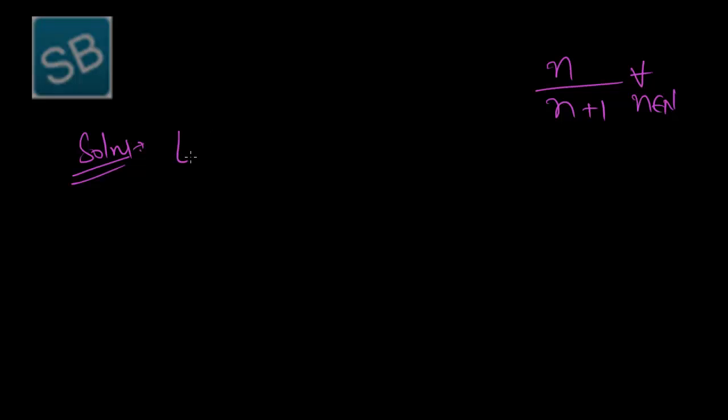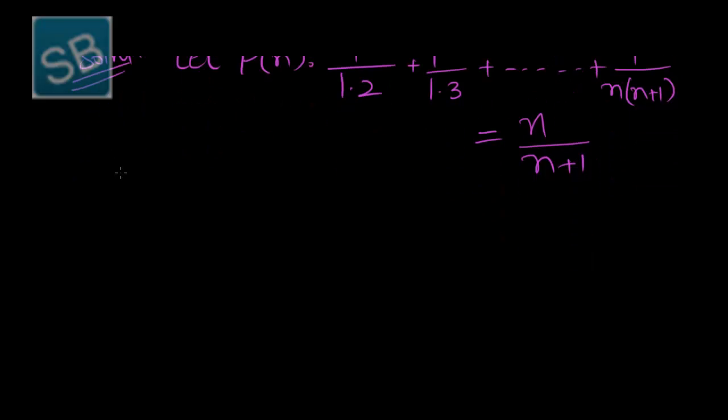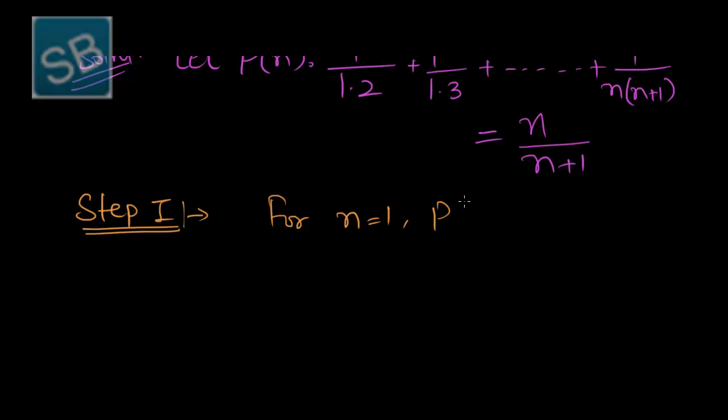Same as before, let P of n be 1 over 1 into 2 plus 1 over 2 into 3 plus so on up to 1 over n into n plus 1 is equal to n over n plus 1. This is the statement P(n). So step 1, for n is equal to 1, what about P of 1?